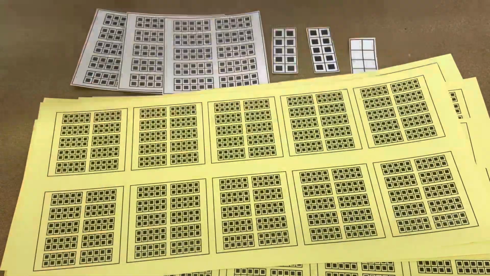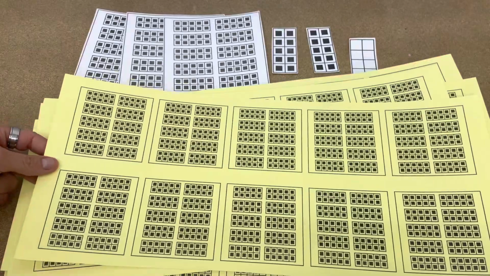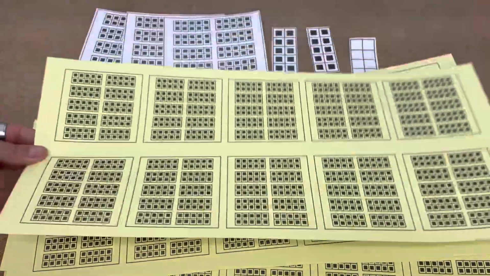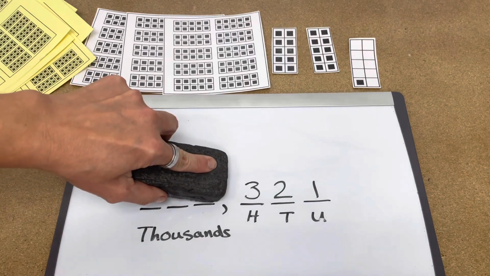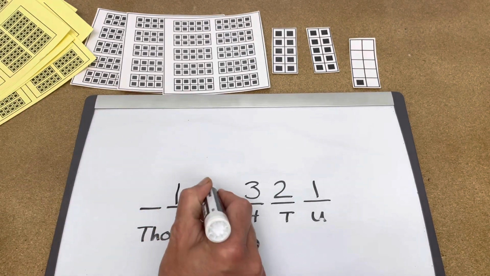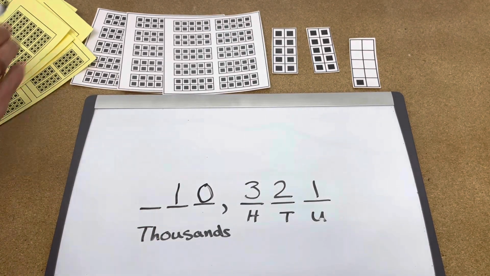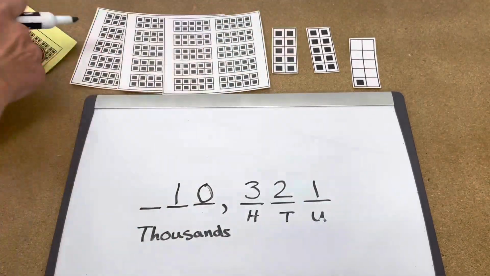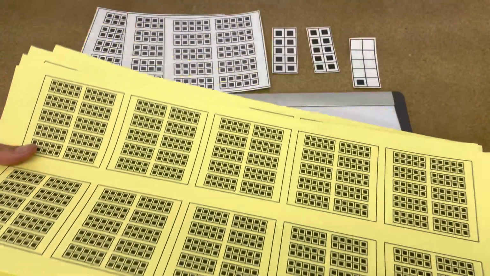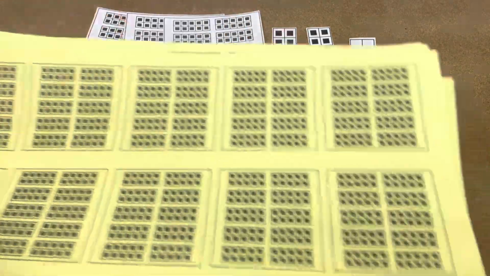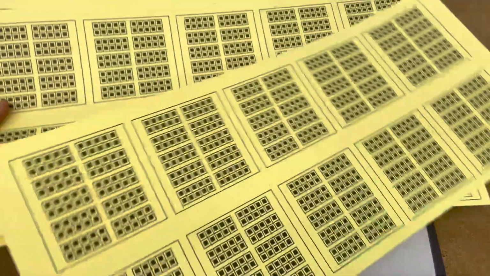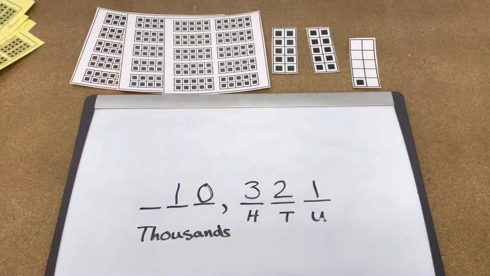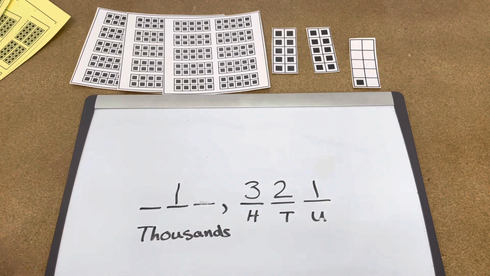Well, we know that 9 plus 1 makes 10, so 9,000 plus 1,000 makes 10,000. So then we can write 10,321, showing the whole number like this, 10,321. If we add another 1,000, that makes 11,000. So we keep on adding thousands all the way up.